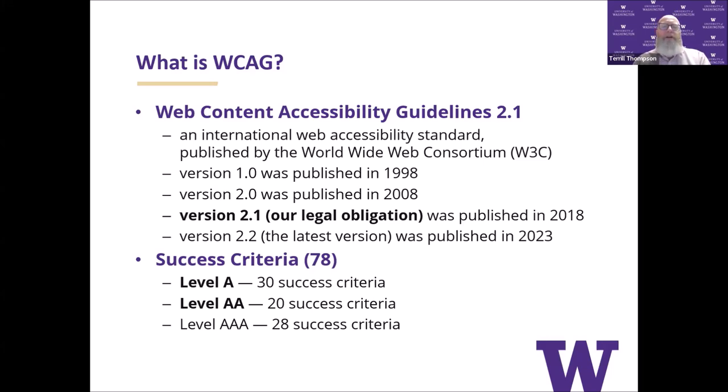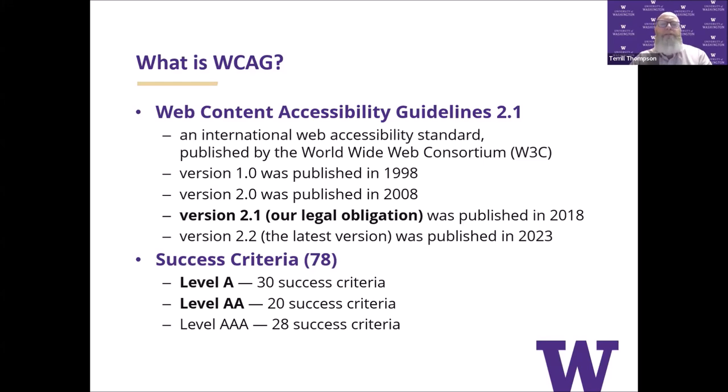But they all are assigned a level, which speaks to the priority. So level A are the highest priority, the most critical issues. If you don't do these things, there will be people completely shut out of your websites. Level AA are a medium level priority, and level AAA are the highest level. If you want to be fully accessible for absolutely everybody, then you would meet level AAA, meet all 78 success criteria.